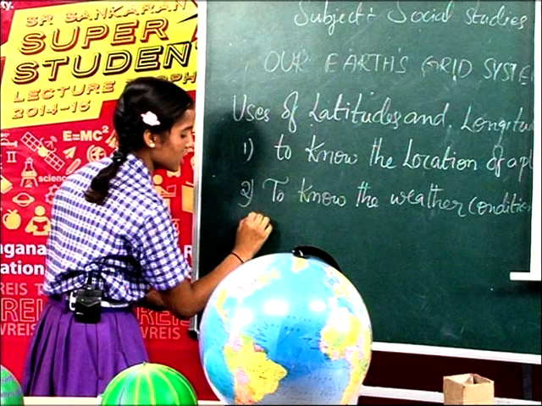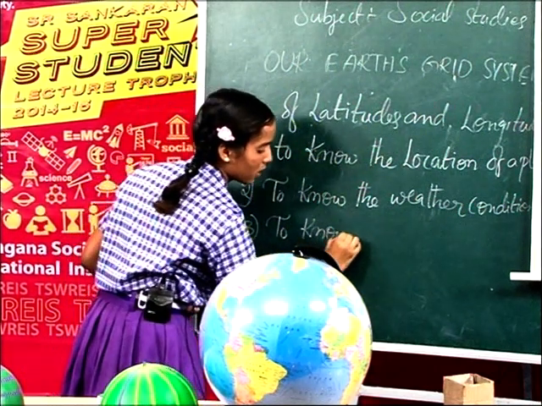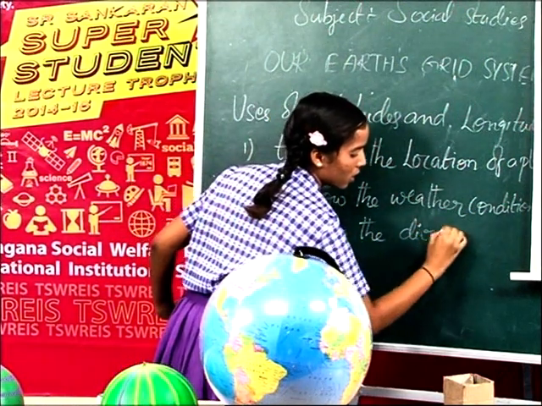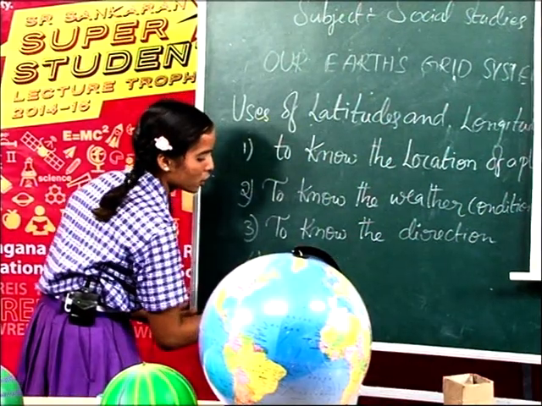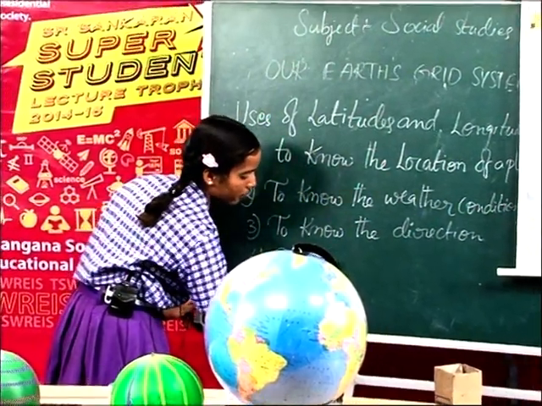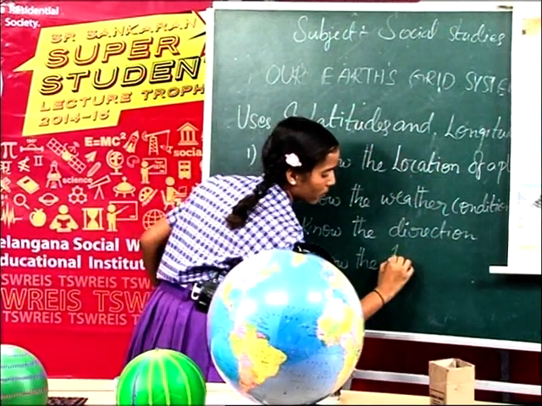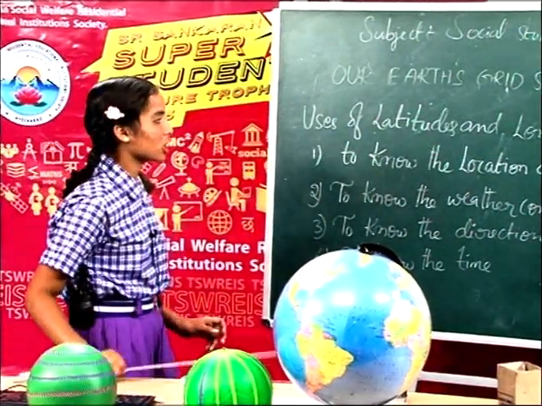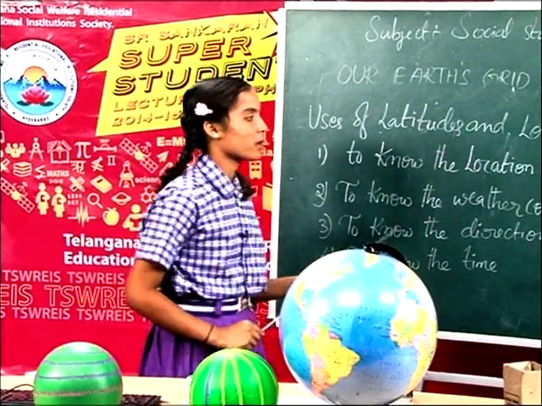And third one is to know the directions. And fourth one is to know the time. Here these are the uses of the latitudes. Here the first one is to know the location of a places.